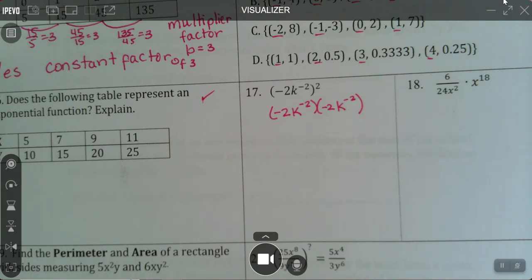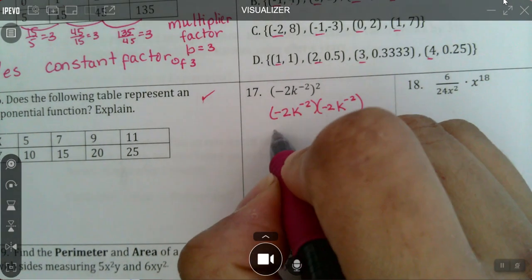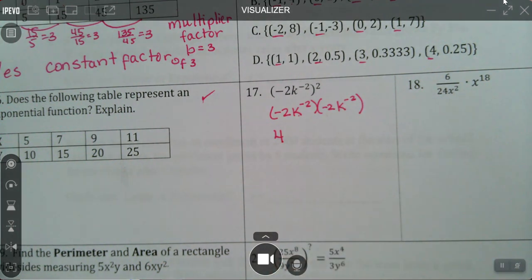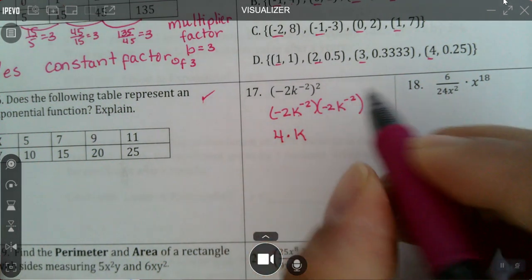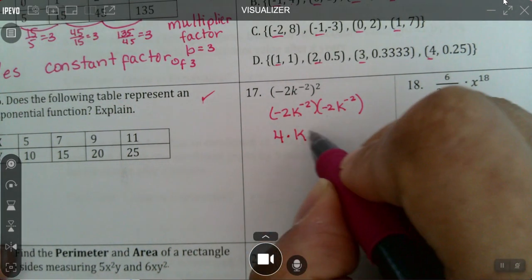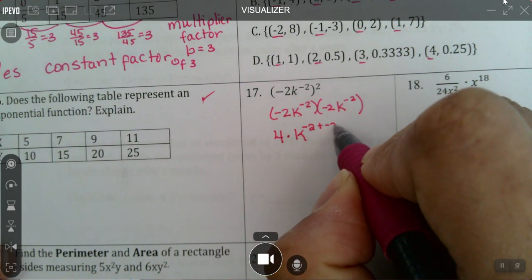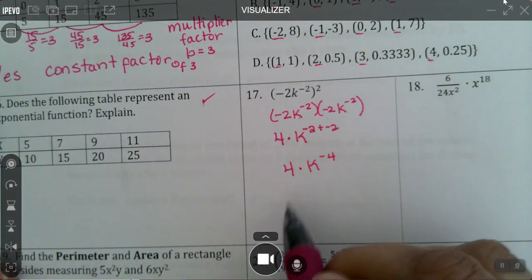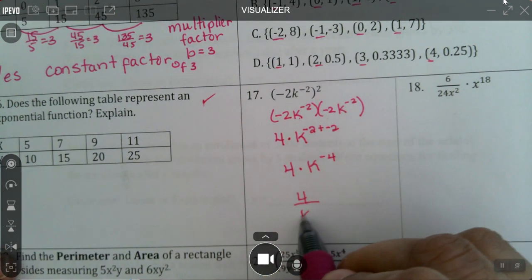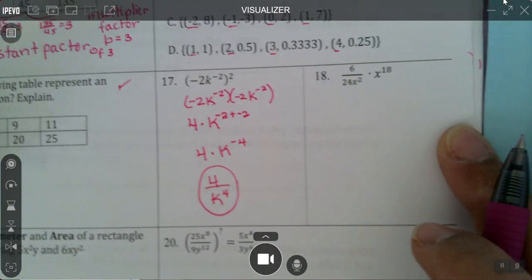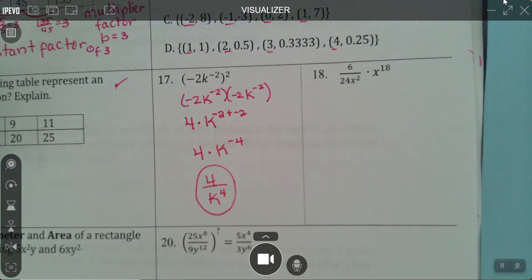Y'all sure? This is not the time to just be copying what's on the board. And k to the negative 2 times k to the negative 2? K to the positive 4. Wrong. What do we do with exponents? We add them. So what's negative 2 plus a negative 2? Negative 4. So this is 4 times k to the negative 4. And if we want to clean this up some more, it's 4 over k to the 4. Okay? Miles, it's not going to happen if you don't write it down.